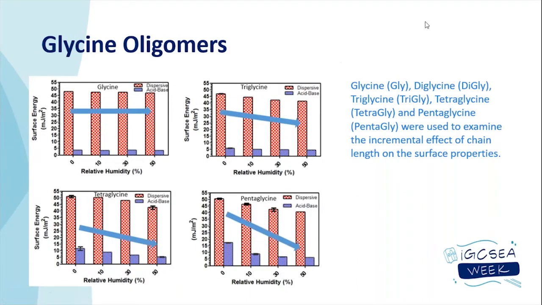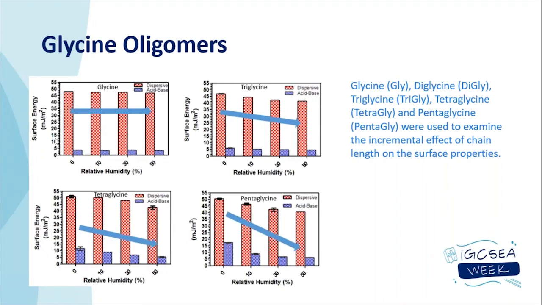So moving on to a study we have done here. This was done in collaboration with Dr. Jerry Hang's group at the London Imperial College. We were looking at some glycine oligomers, and we wanted to look at the effect of two effects. We wanted to look at the effect of the chain length of the glycine. So we went from glycine, we also ran diglycine, I don't have it on the chart here, but triglycine, tetraglycine, and pentaglycine. So we wanted to see how changing the chain length of the glycine affected the surface energy.